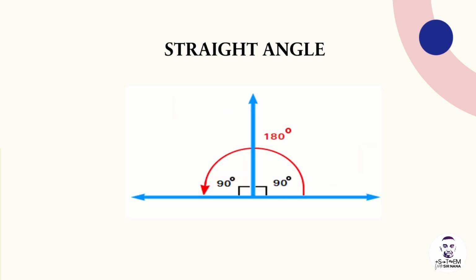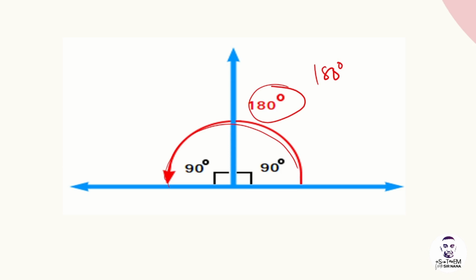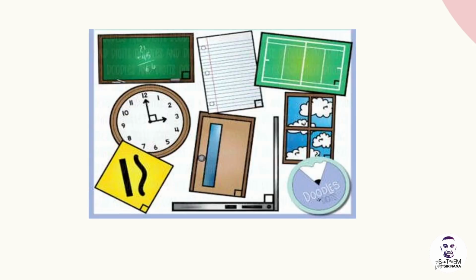Now we also have a straight angle. So we know that when an angle is on a straight line, it forms an angle of 180 degrees. So a straight angle is always 180 degrees, right? Anytime you see a straight angle, a line, remember that it forms an angle of 180 degrees.